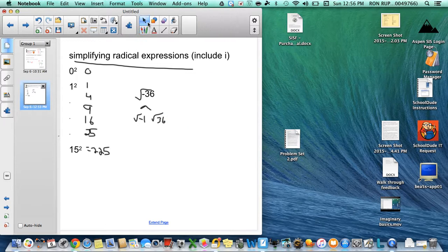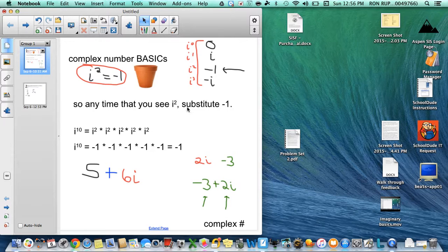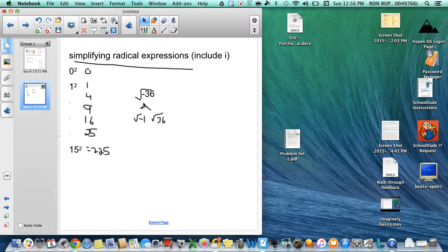Now, if you remember from the last video, any time that you see an i squared, substitute negative 1, and vice versa. When you see a negative 1, you can substitute i squared. So the square root of negative 1, well, if I change that to i squared, any time that you take a square root of something squared, you just get itself, right? The square root of x squared is x. The square root of 2 squared is 2, because 2 squared is 4, and the square root of 4 is 2. So any time you get the square root of negative 1, it's eventually going to be i. You can memorize that if you would like to, or you can just see how it breaks down: negative 1 is i squared, and the square root of something squared is i.